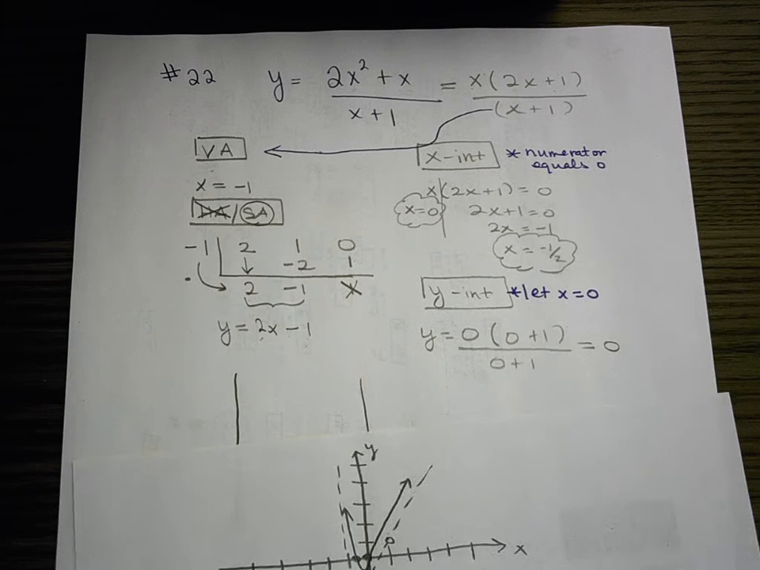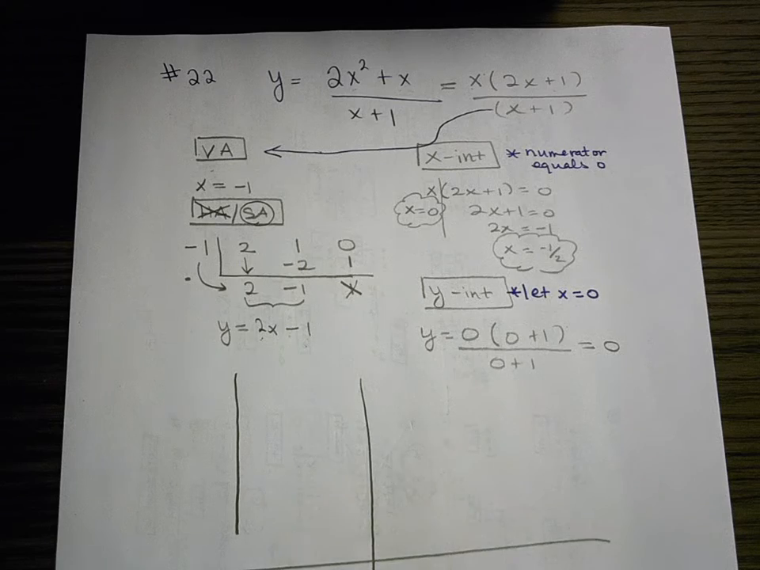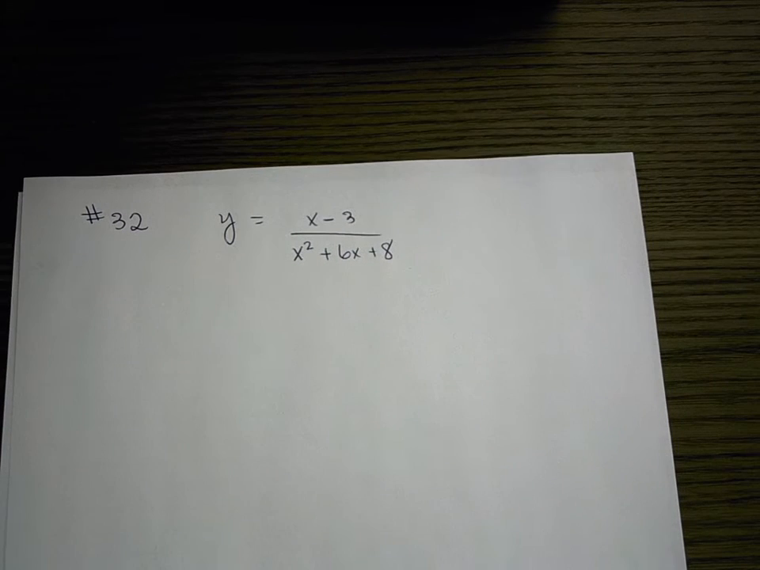Okay, and then let's do one more here. So this is question 32 on the homework. So the first thing I always want to do when I get a problem is I always want to try to factor and reduce, right? We always want to try to factor and reduce.